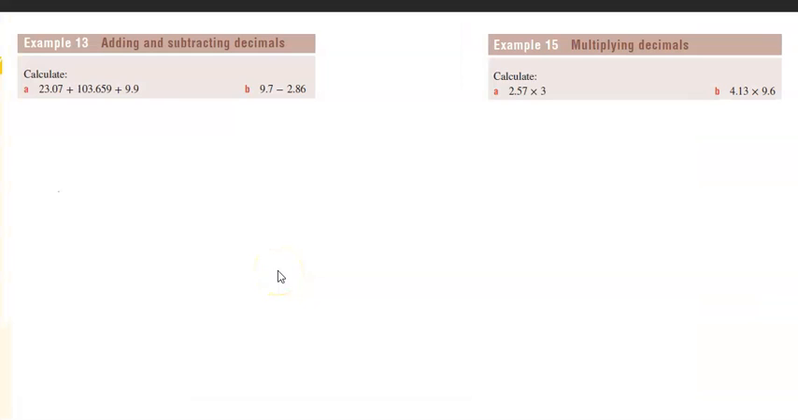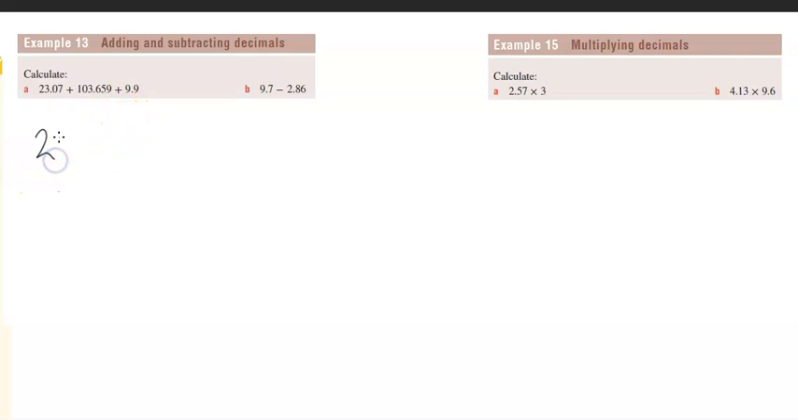All right, we are going to try some examples. There are 8 examples all up, so there are quite a few examples that we need to delve into because there are different operations that you can apply when it comes to decimal numbers. So over here we've got 23.07 plus 103.659 plus 9.9.